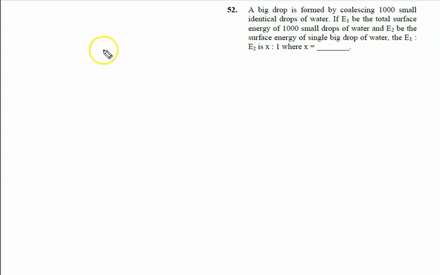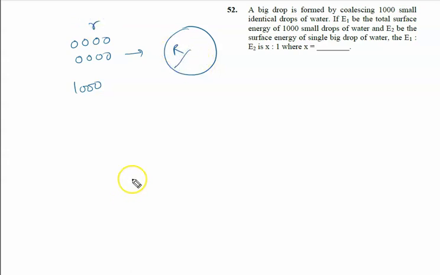A big drop is formed by combining 1,000 small identical drops of water. These are the 1,000 drops, suppose. So 1,000 drops of water, and you form a big drop. Here the radius is small r, here the radius is capital R. Let E1 be the total surface energy of the 1,000 small drops, and E2 be the surface energy of the single drop. If E1 by E2 is x is to 1, then what is the value of x?